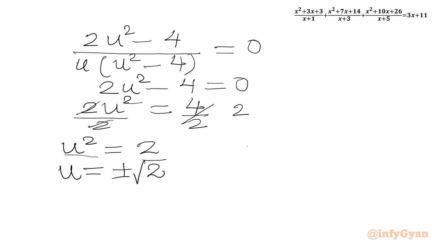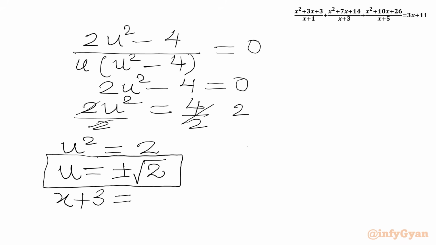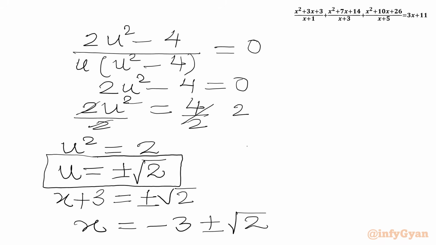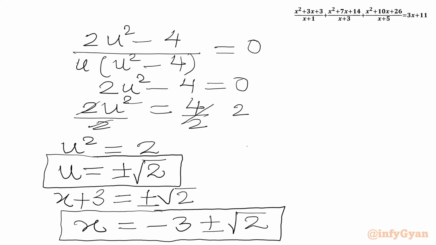This is the value of u. u was our substitution, x plus 3. We will write x plus 3 equal to plus minus square root 2. Now we have to subtract 3 from both sides to get our final answer. So we can write x will be equal to minus 3 plus minus square root of 2. So we have 2 real values of x: minus 3 plus square root 2, and minus 3 minus square root 2.